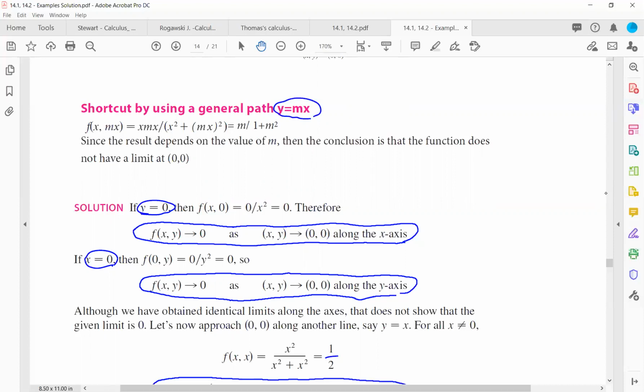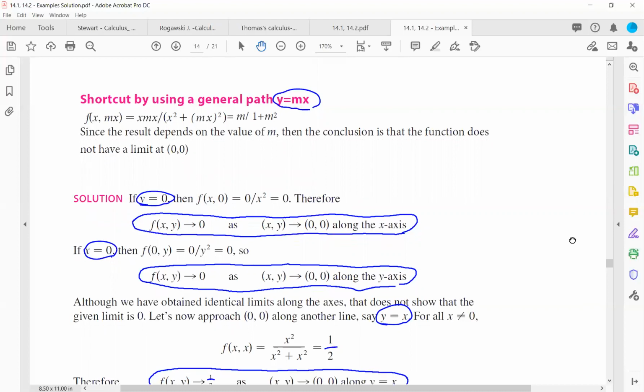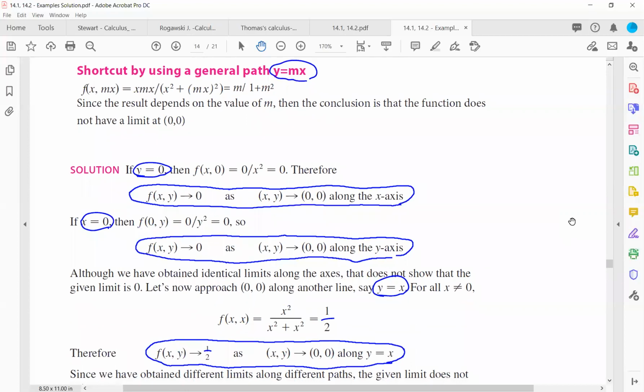For example, suppose you take a different path, y equals x. If I just substitute x for y into the function, my outcome is x squared divided by 2 times x squared, which is a half. So as you can see, if you walk along path y equals x, the limit of the function is going to be a half. A half is different from 0, so it means that the function has no limit when x and y are getting closer and closer to the origin.